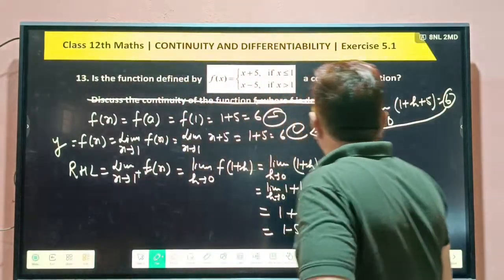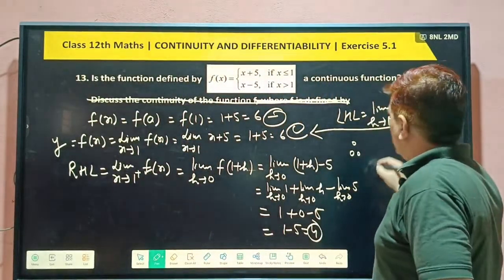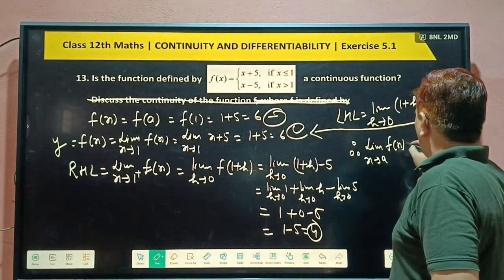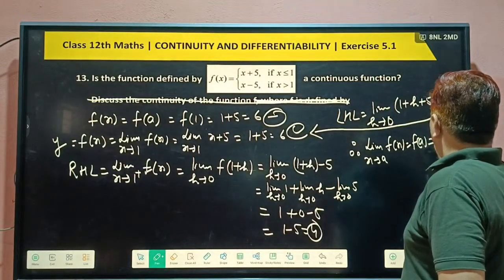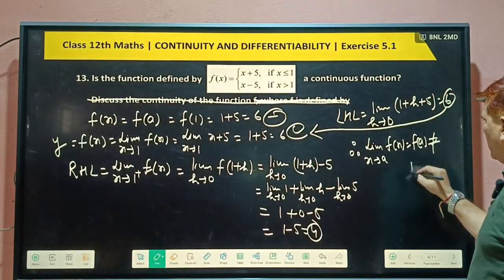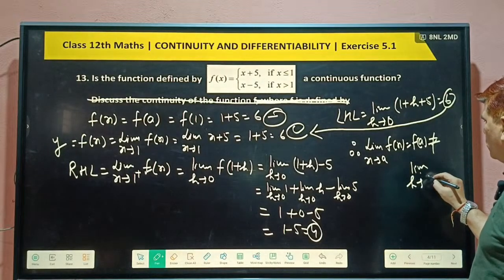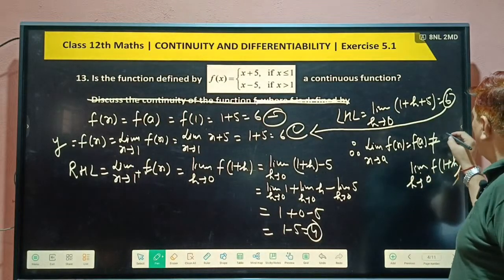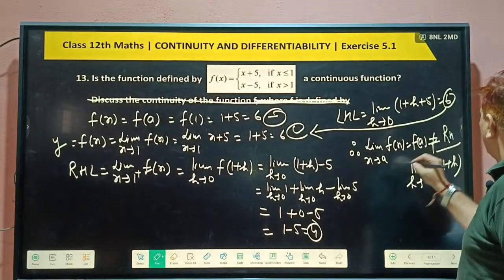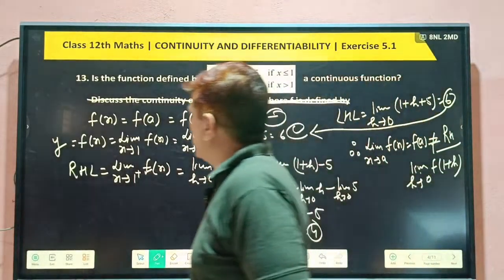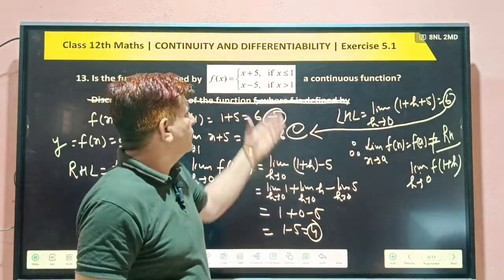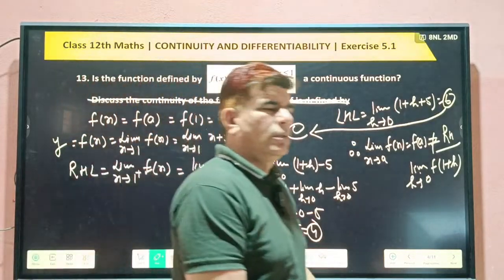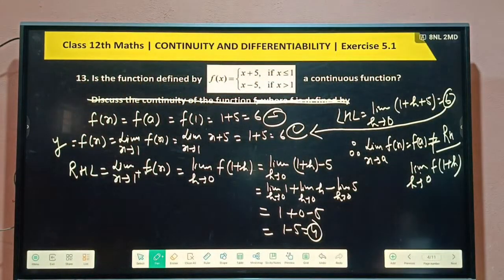Directly you can say, therefore, what can you say? Limit x tends to a of f(x), or you can say f(a), is not equal to limit h tends to 0 of f(1 plus h), or directly you can say RHL. So what can you say about this? Function is not continuous, meaning function is discontinuous. Where? At x equal to 1. Got it, I think.